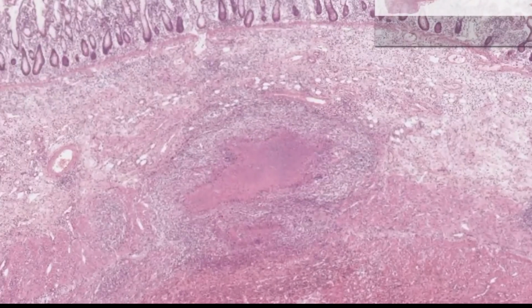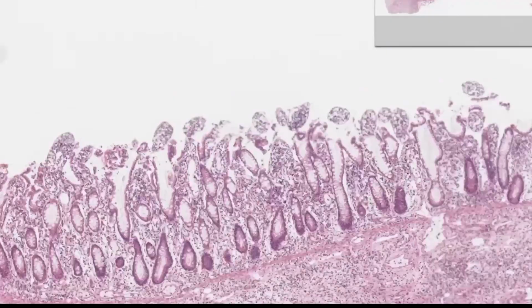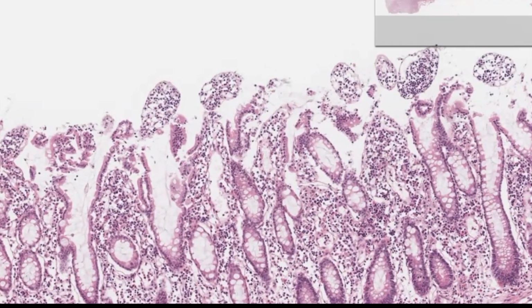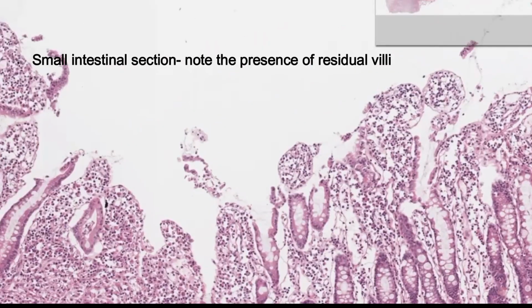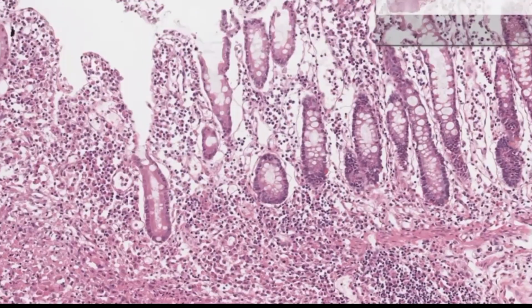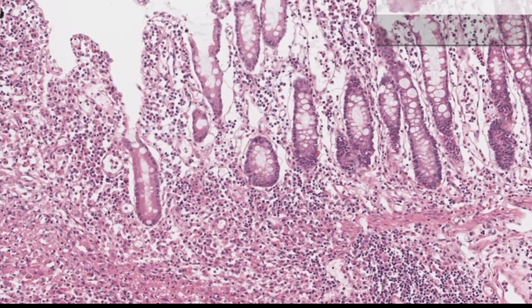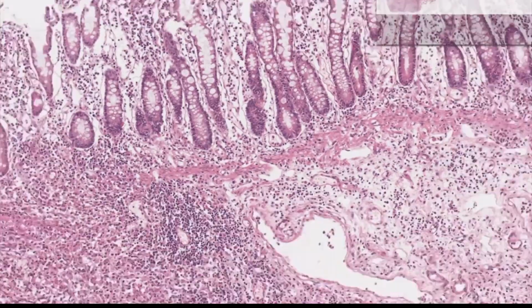Now we're going to look at another case. Again, we can see that this is a small intestinal biopsy. We can see a few villi over here. However, there is a certain amount of destruction of the villi. There's mucosal ulceration, right? And we can see a few necrotic areas.